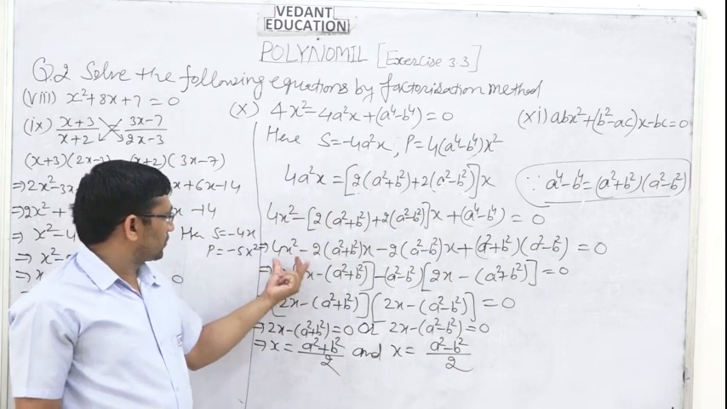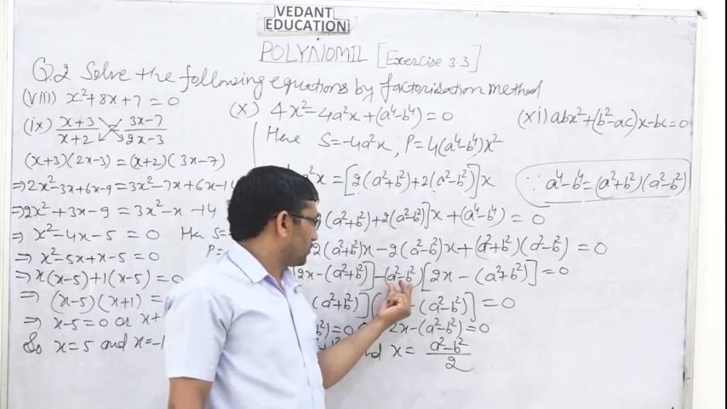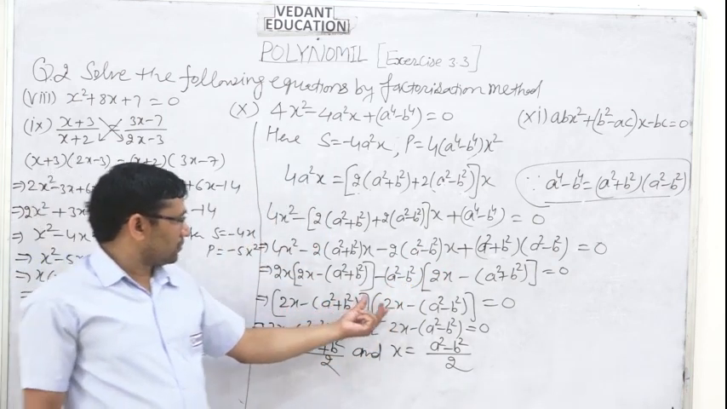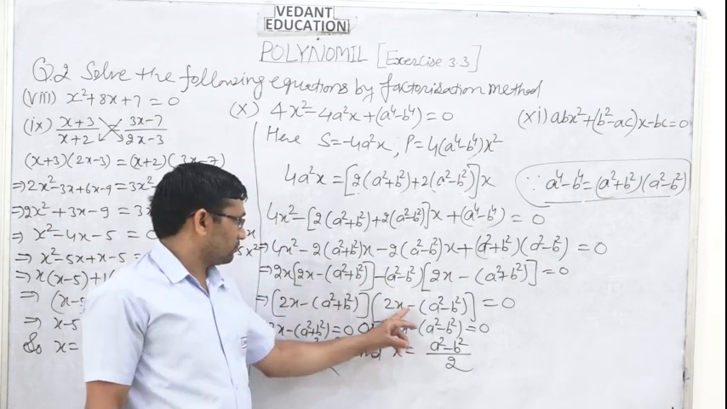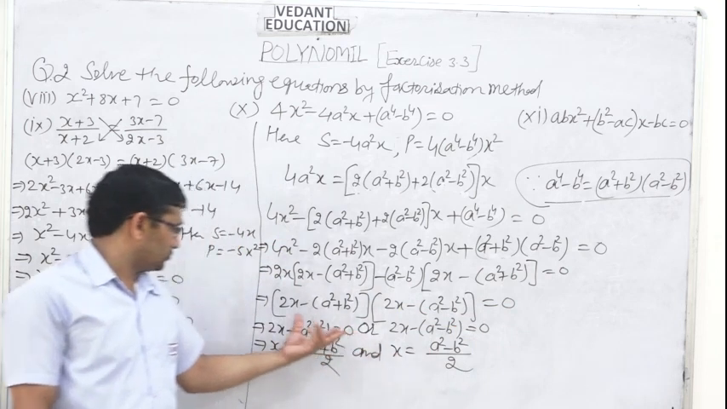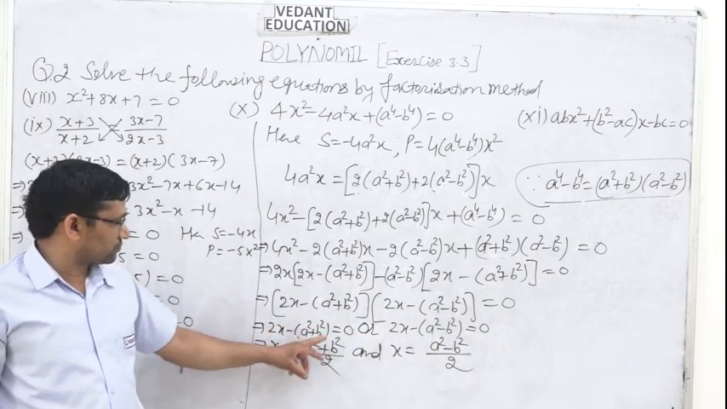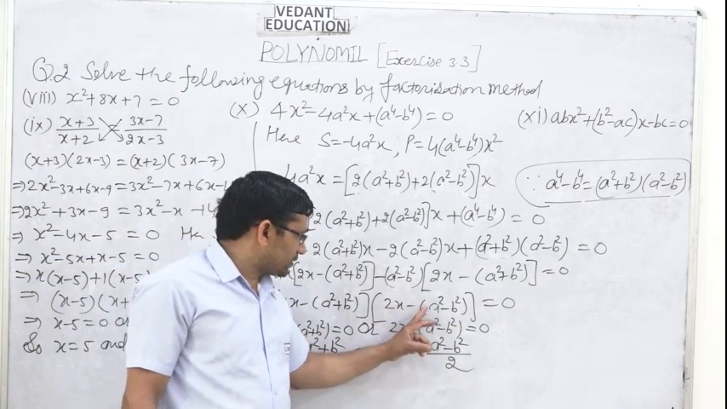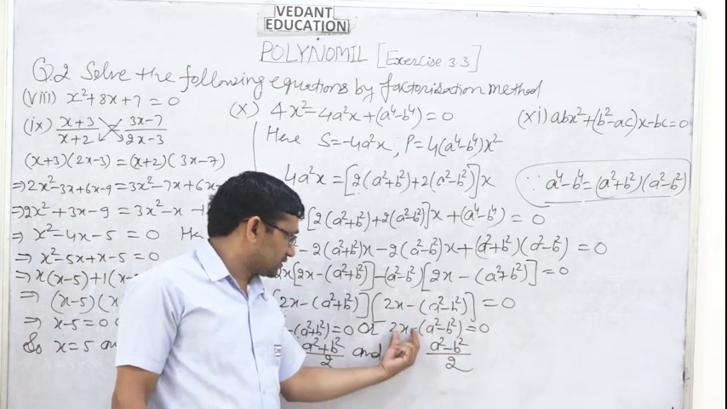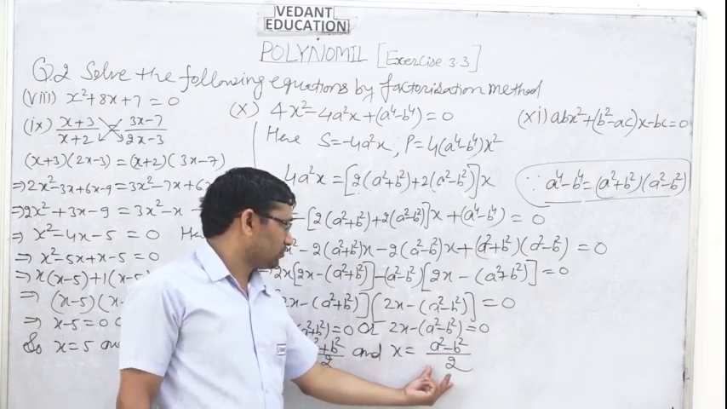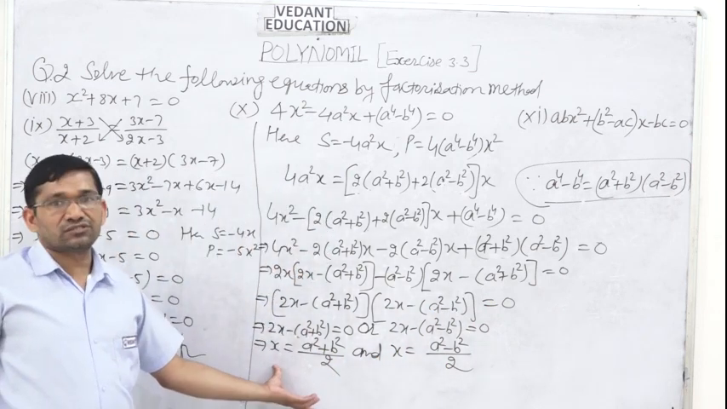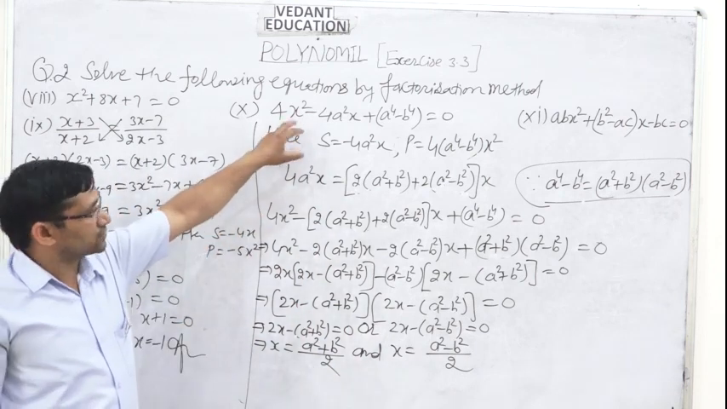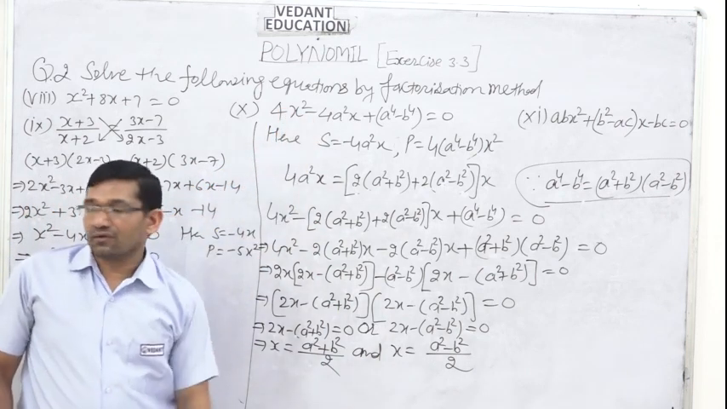Okay, then in the first two terms common is 2x and in the next two terms common is a square minus b square. Remaining is 2x minus a square plus b square common, and again 2x remain minus of a square minus b square is equal to 0. If 2x minus a square plus b square is equal to 0, then x is equal to a square plus b square upon 2, and if 2x minus a square minus b square is equal to 0, then x is equal to a square minus b square upon 2. So these are the solutions of the given quadratic equation. We can also say that these are the roots of this quadratic equation. Clear? Okay.